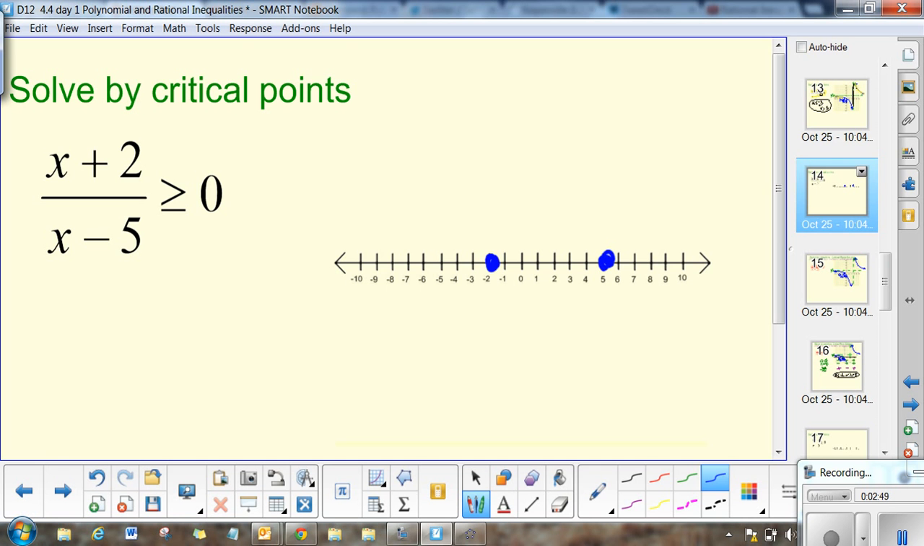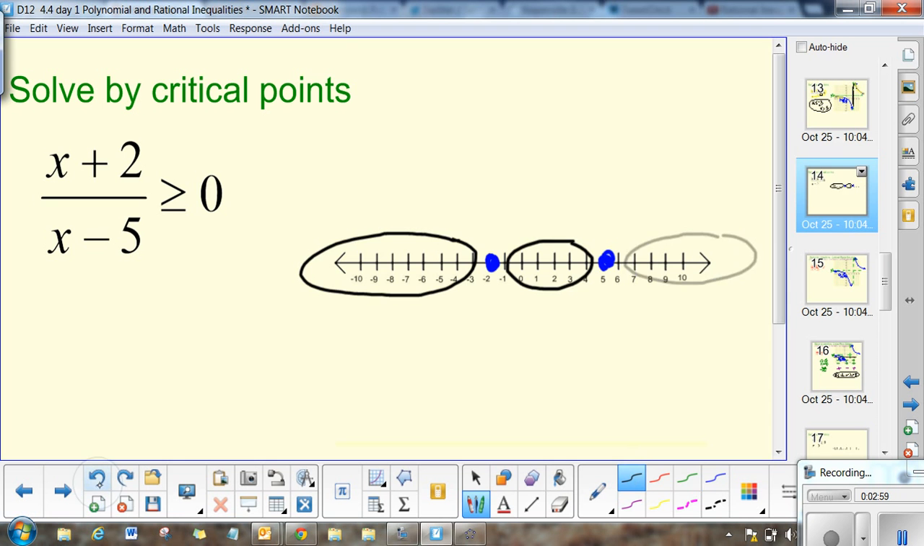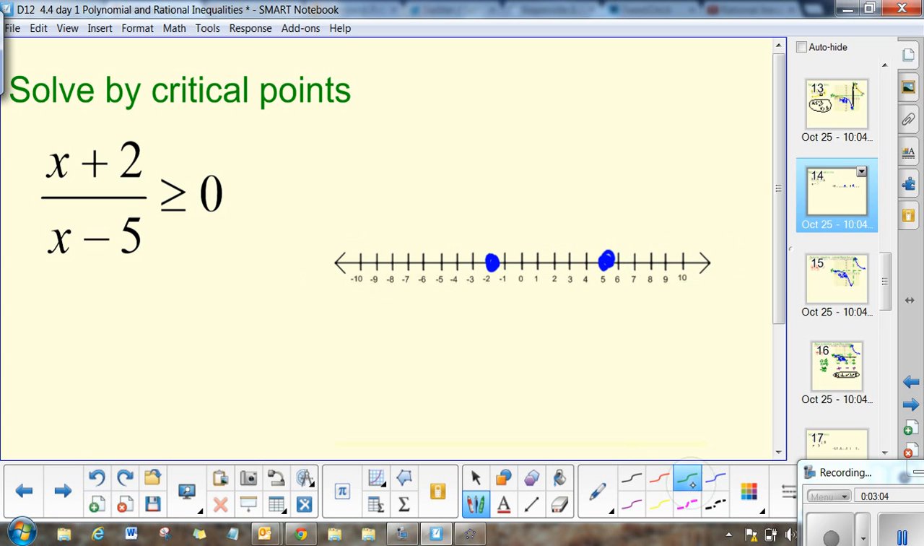What we're going to do is check the area to the left of these critical points, the area between the critical points, and the area to the right. So we're going to check those 3 areas. The way we're going to do it is this: we're going to put our critical point factors down here. Okay, so we have x plus 2.